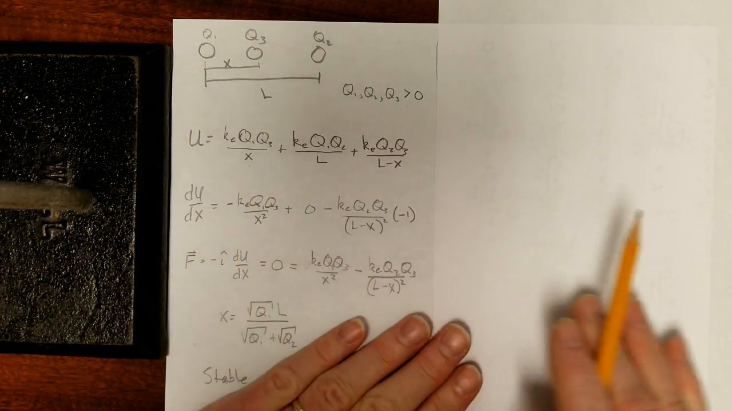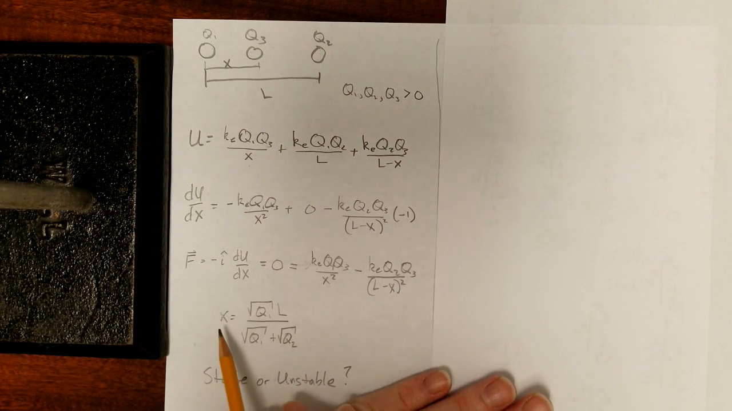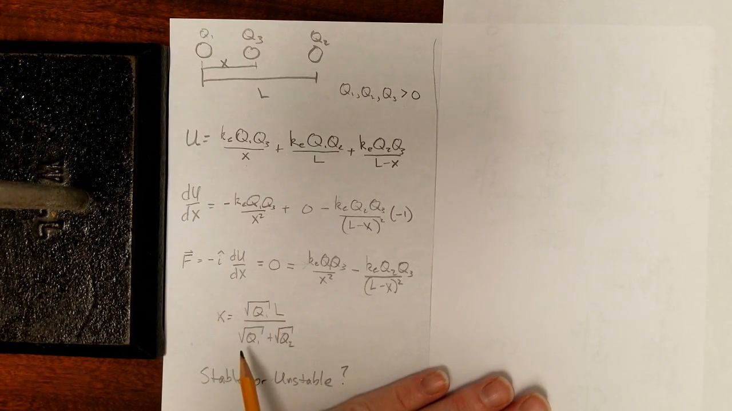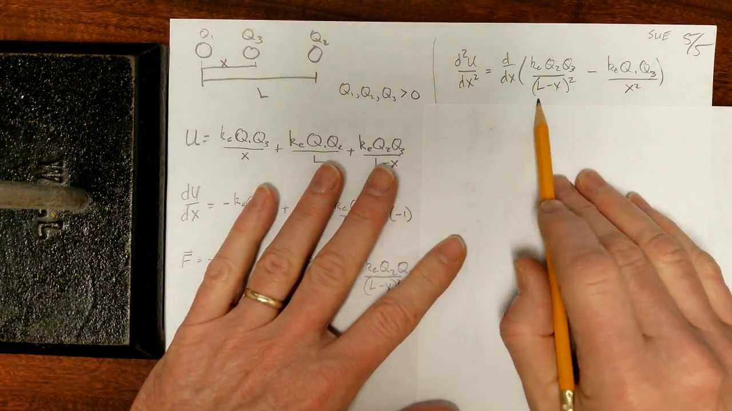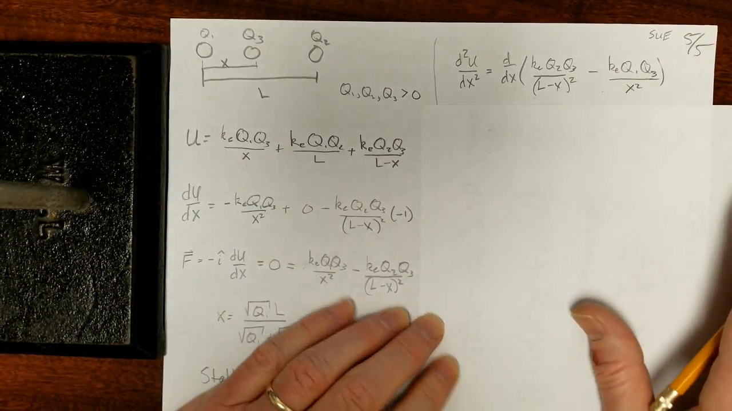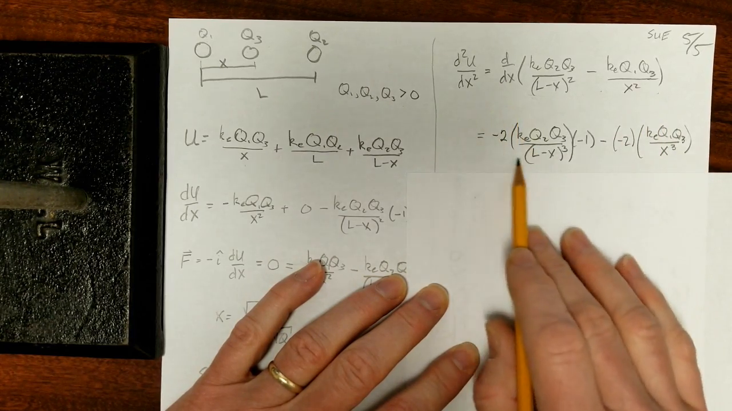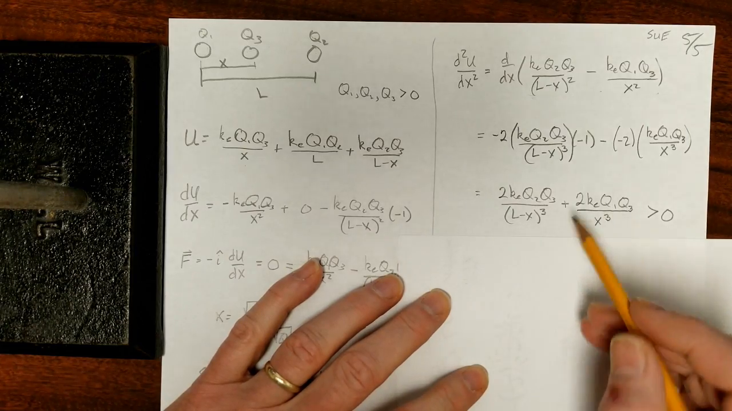Take the first derivative, and it's the same math as we had before. The equilibrium point is the square root of Q1 times L divided by the square root of Q1 plus the square root of Q2. Is it stable or unstable? We do a second derivative. And again, just convince yourself that this actually is true. We're taking the derivative of the first derivative with respect to x, and we get that. And eventually it boils down to this.